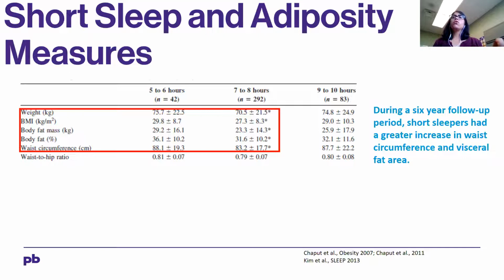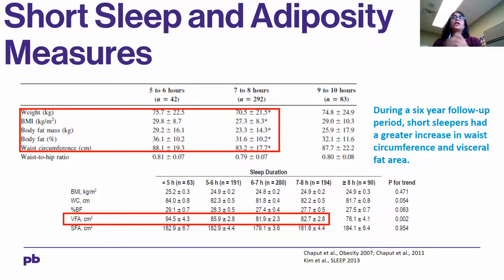Now, during a 6-year follow-up period in the same short sleepers, what was found was that the short sleepers had a greater increase in both visceral fat and waist circumference, suggesting that there is something in short sleepers that makes them gain more visceral fat. Now, visceral fat determined by waist circumference is not the best, but there is evidence that when visceral fat is identified very well using a CT image, the same thing holds. If you sleep less, there is an increase in visceral fat area.